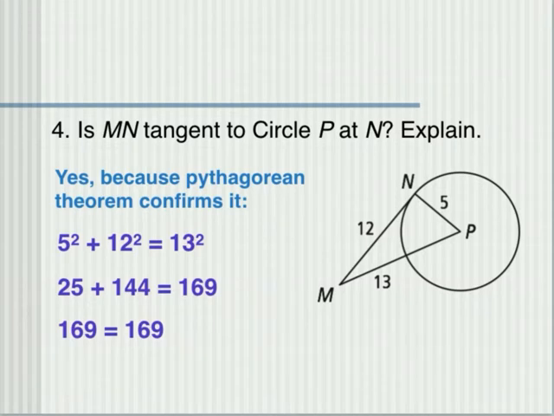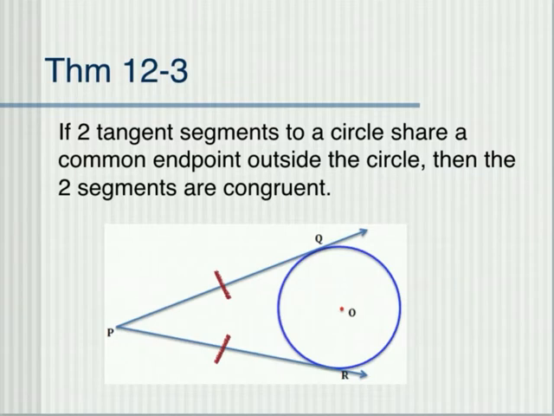Next, go back to your Pasha paper for theorem 12.3. This one's one of my favorites in chapter 12. If two tangent segments to a circle share a common endpoint outside the circle, like this endpoint P here, then the two segments are congruent.